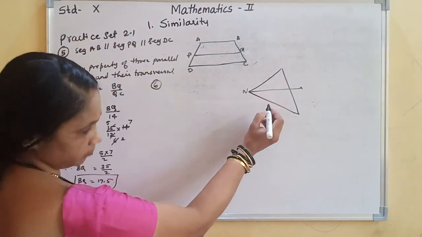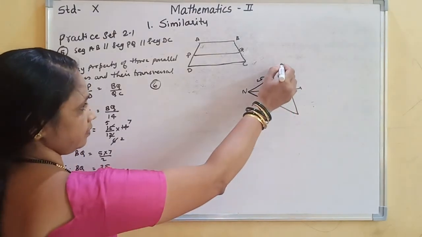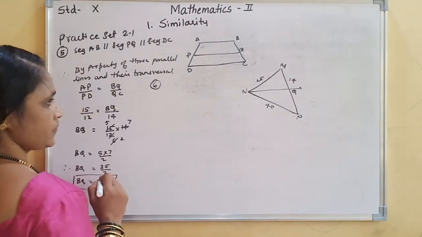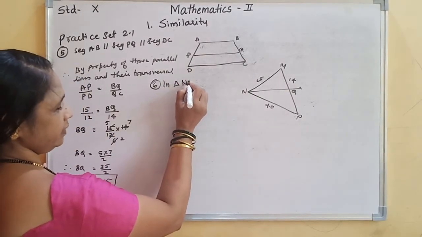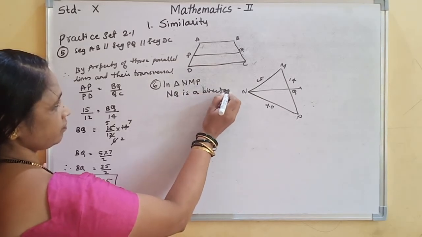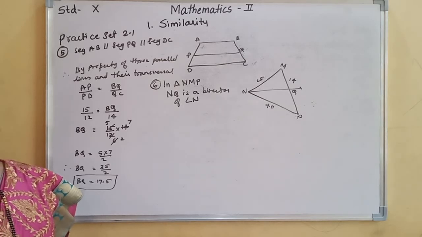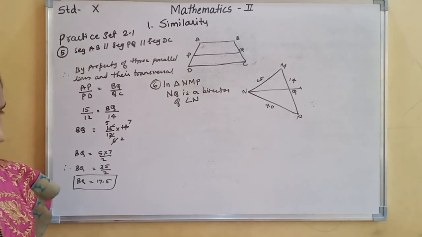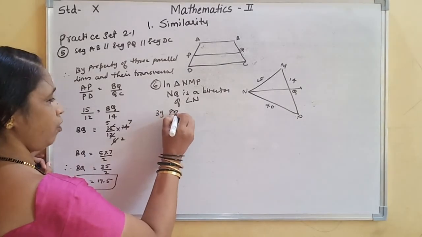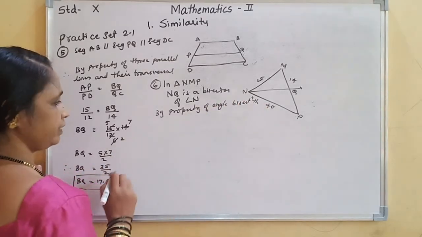This is P. This is Q. Now in triangle NMP, NQ is a bisector of angle N. In triangle NMP, ray NQ is the bisector of angle N. Now by the property of the angle bisector theorem, what we can get?